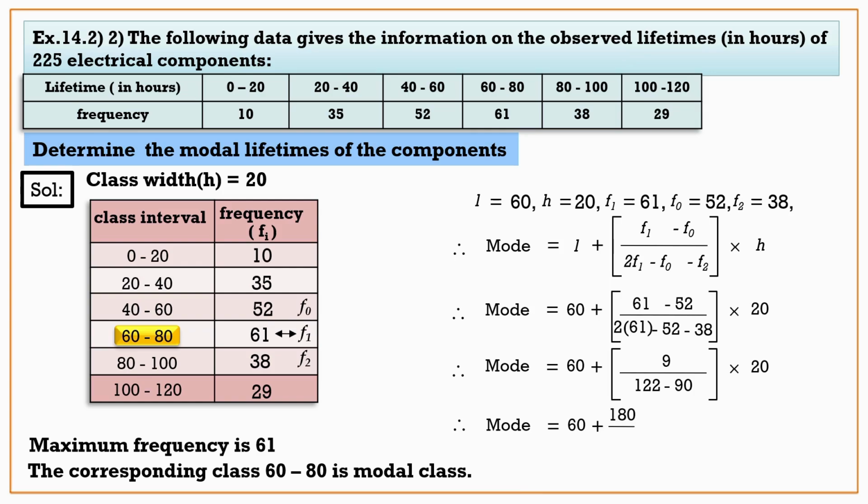So 60 plus, 9 into 20 is 180 by 32, which is coming around 5.625. So 60 plus 5.625 is 65.625. So that is the mode value. So the answer will be, the modal lifeline is 65.625. So that should be in hours, because modal lifelines is given in hours. So 65.625 hours.